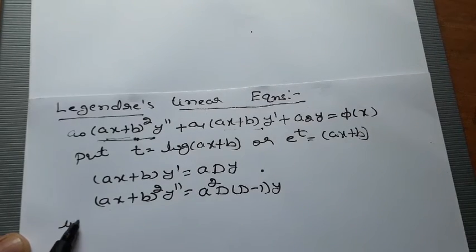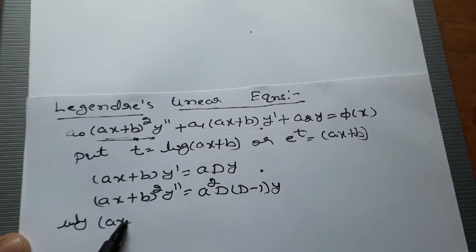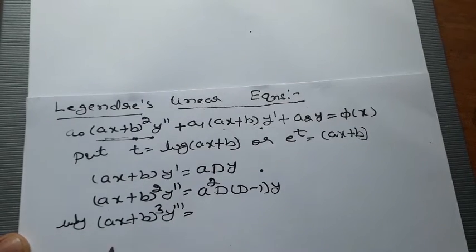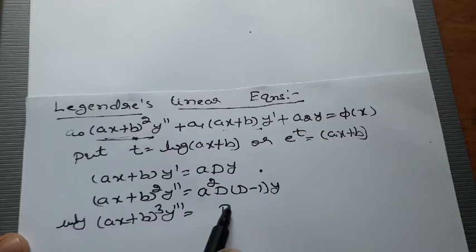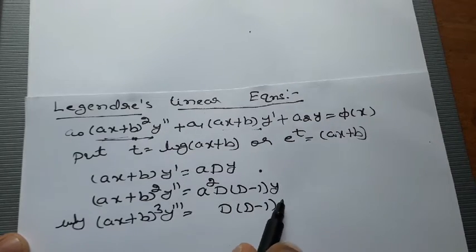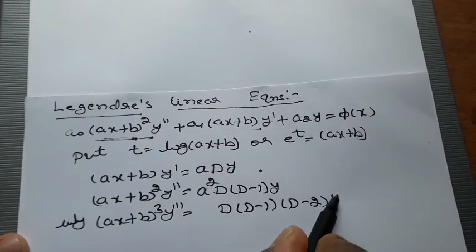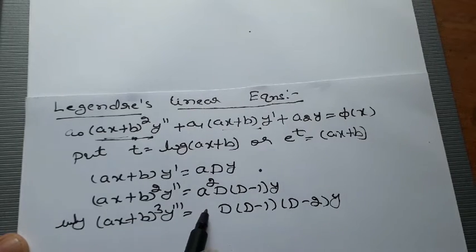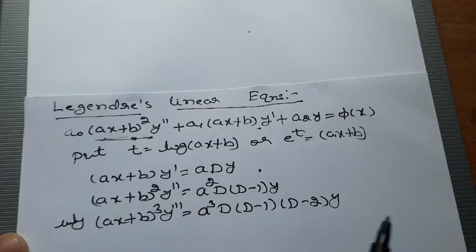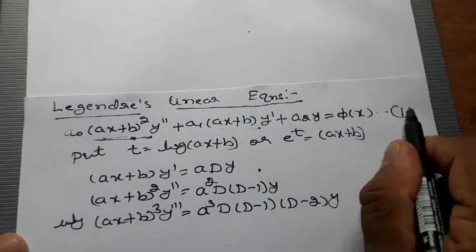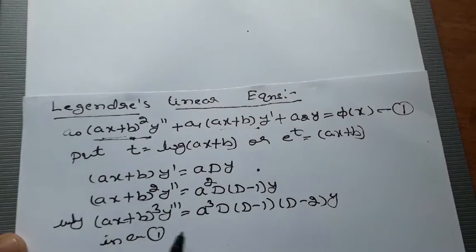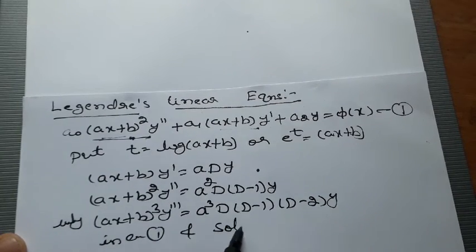Similarly, I'll write for (ax plus b) whole cubed y triple dash. Same thing, y triple dash means three products, D into D minus 1 into D minus 2 into y, and the coefficient a having power 3, so write a cubed. All these things you have to put in equation 1 and solve it.